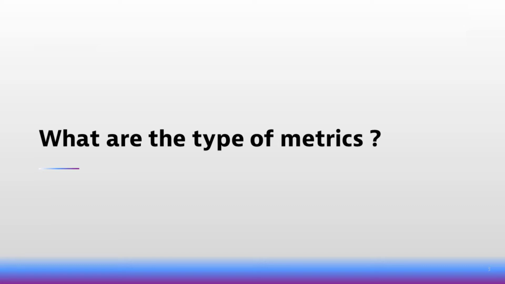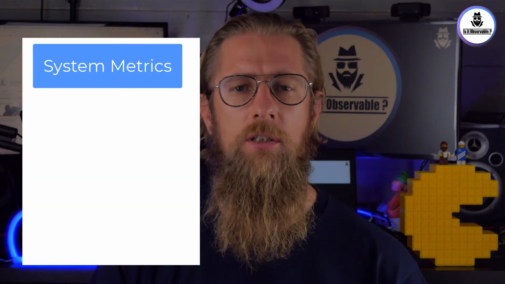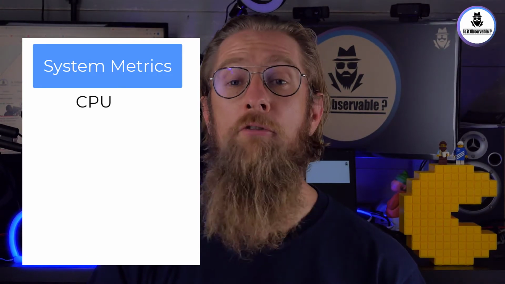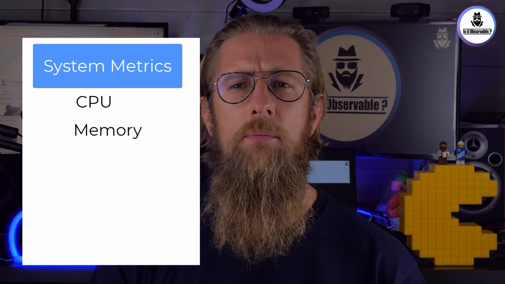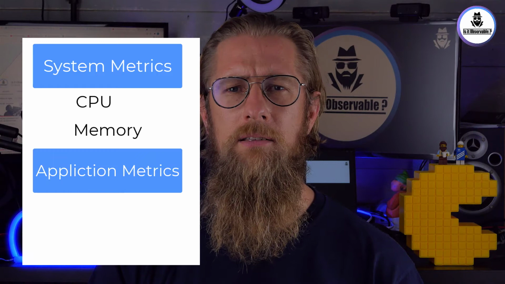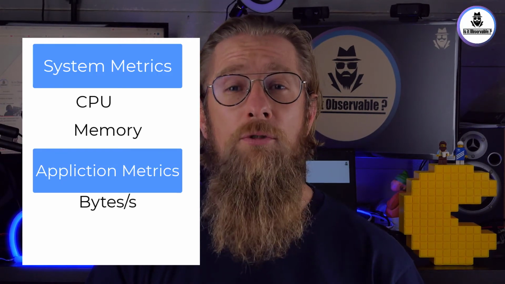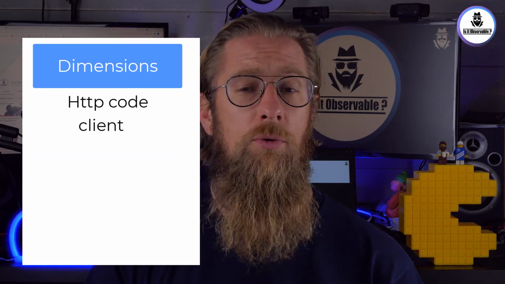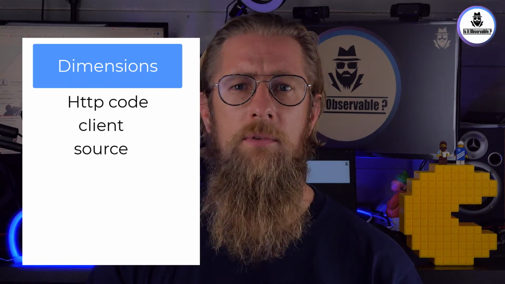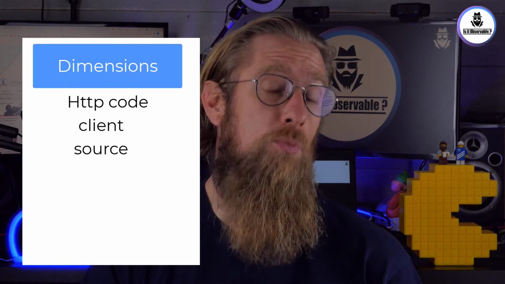What are the types of metrics we would like to collect from our ingress controller? To measure the health of the ingress controller, we want to report metrics that will help us understand system metrics, so the average CPU usage and the average memory usage of the ingress controller, and then more application metrics like the number of bytes exchanged, the time to first byte, the number of requests split by HTTP code, the request time, the client response time, the upstream, downstream, and much more.